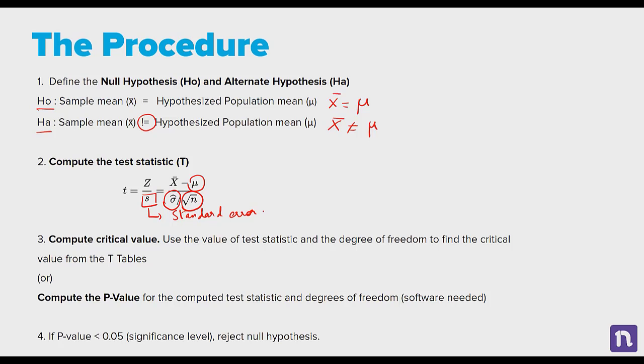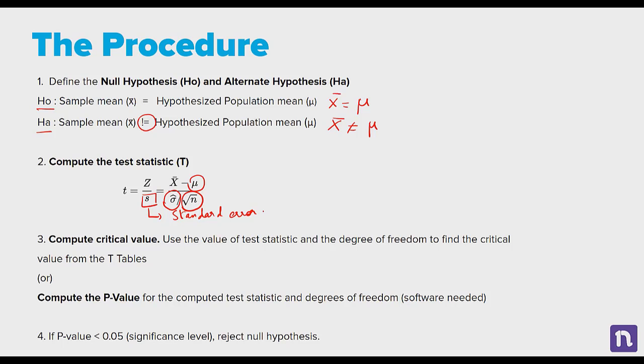So once you know the p-value, if the p-value is less than the significance level, which is usually 0.05, then you reject the null hypothesis. Now the null hypothesis is the sample mean equals the population mean. If the p-value is less than 0.05, you reject that and conclude that this sample that you have at hand is not representative of the population.